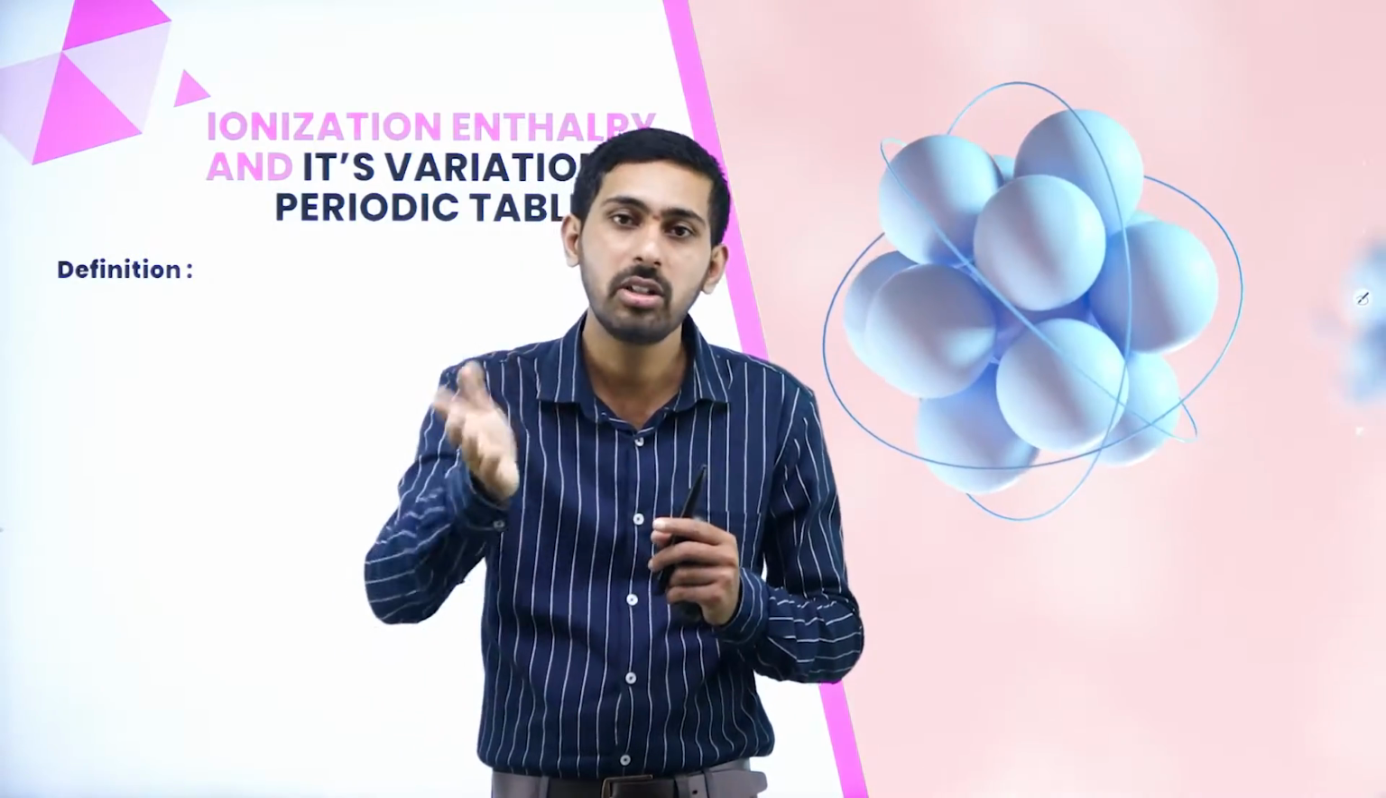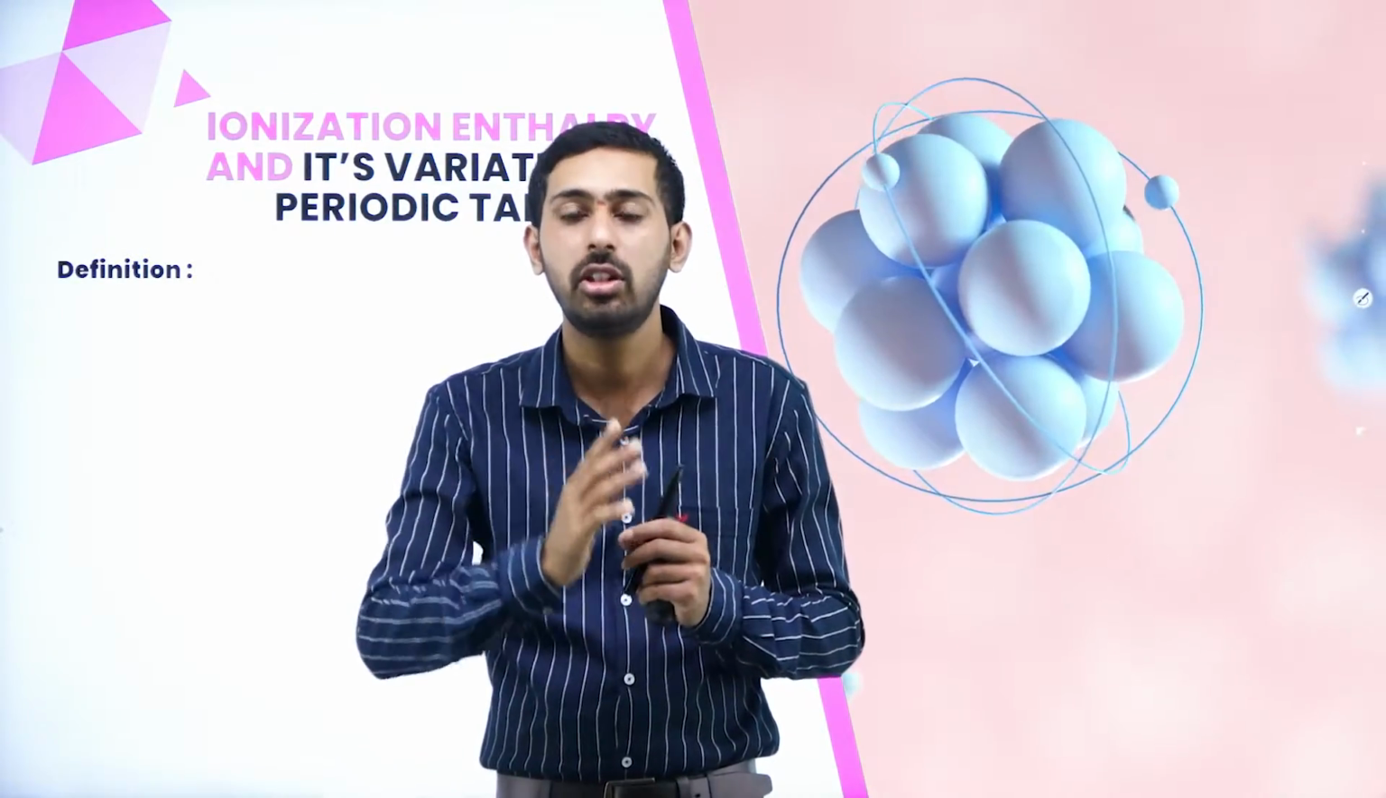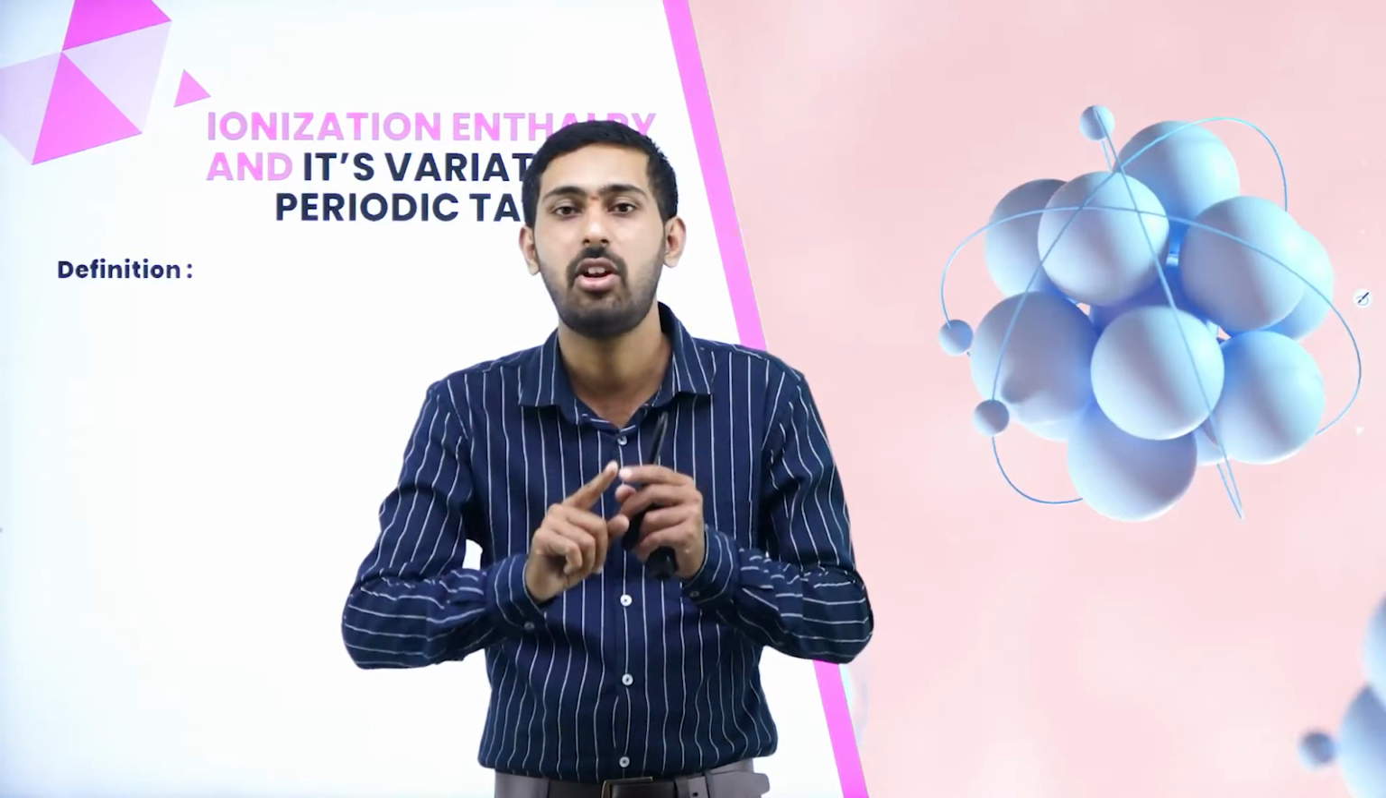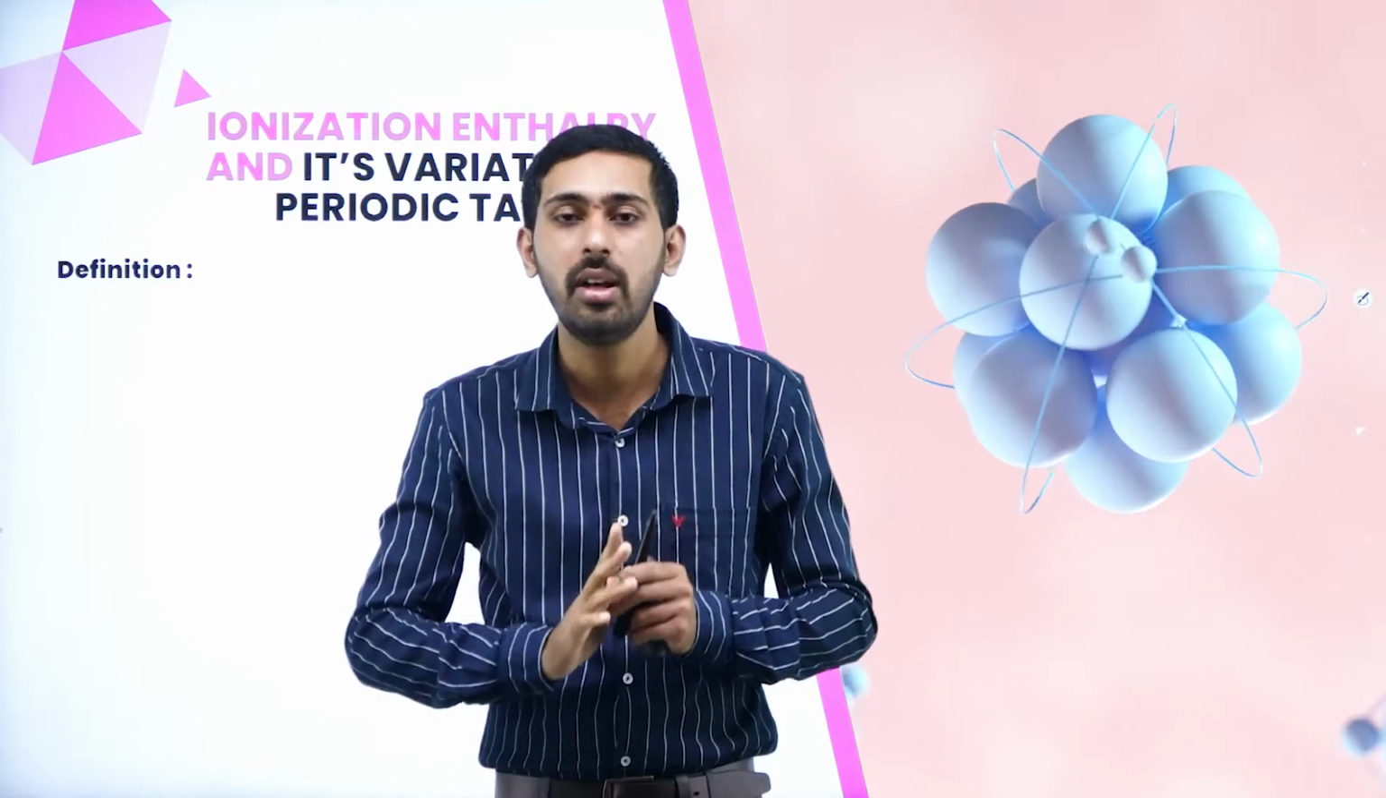But along the group, what will happen? Along the group, electrons are added to different shells. When electrons are added to different shells, the force of attraction between the nucleus and the outermost shell will be very less. So ionization energy decreases along the group because the force of attraction between the nucleus and the outermost shell decreases. So ionization energy decreases along the group and increases along the period.